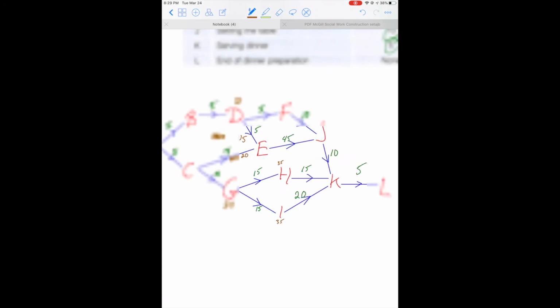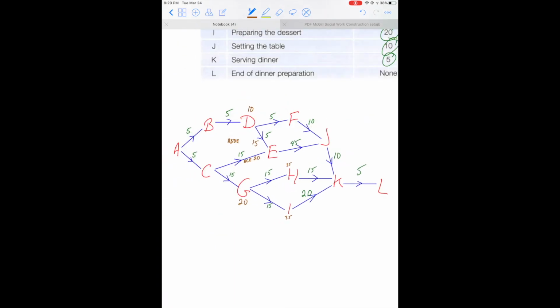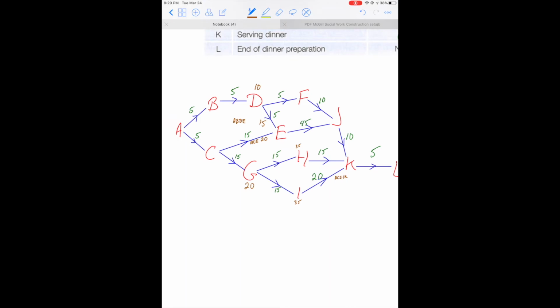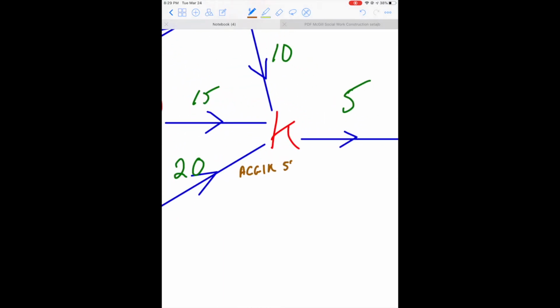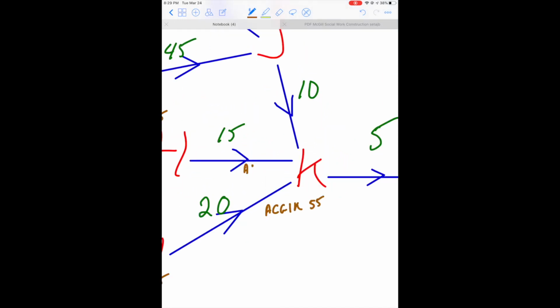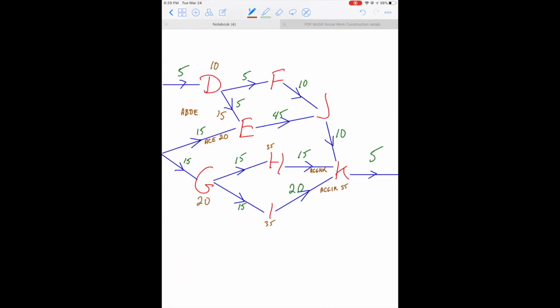And then I could go A, C, G, I, K, which is going to take 5, 15, 15, which is 35, plus 20 is 55. Or I could go A, C, G, H, K, which is 35 plus 15 is 50.